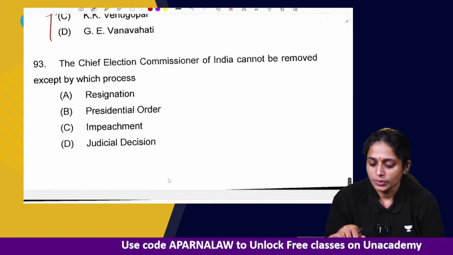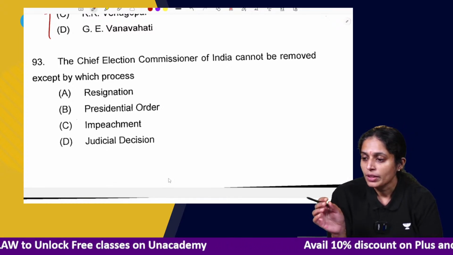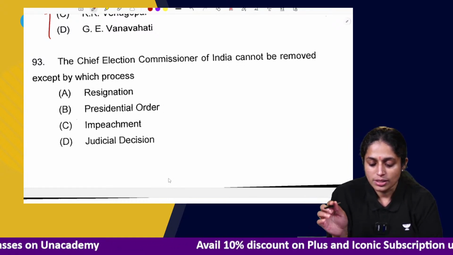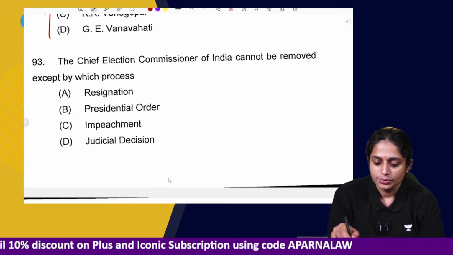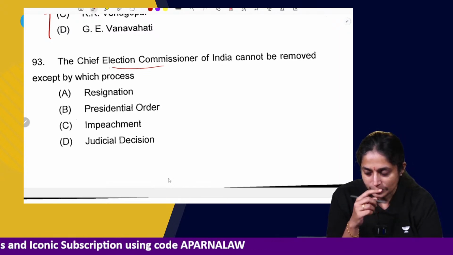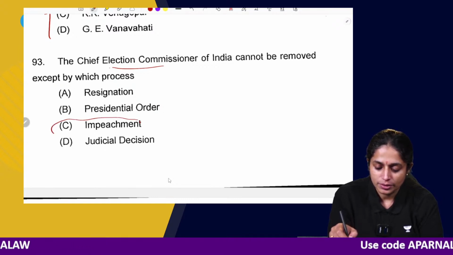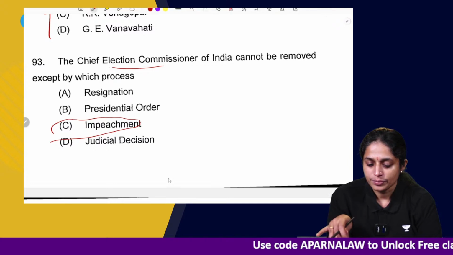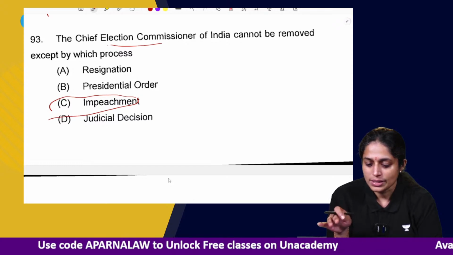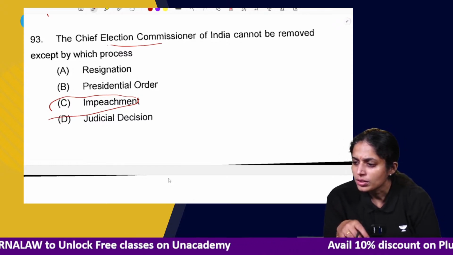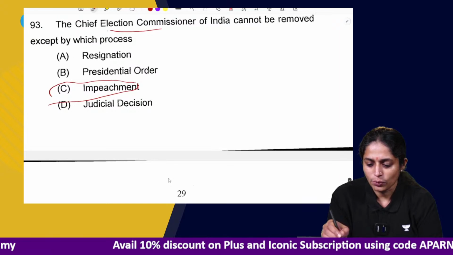Next, 93rd question. The Chief Election Commissioner of India cannot be removed except by which process? A. resignation, B. presidential order, C. impeachment, and D. judicial decision. Chief Election Commissioner. It is by way of impeachment. Yes. 124, removal of Supreme Court judge. Likewise 324.